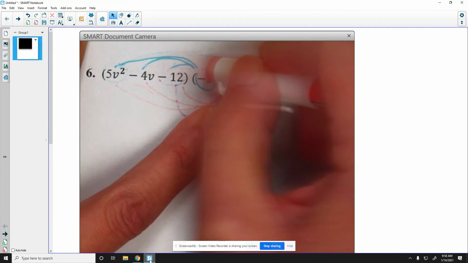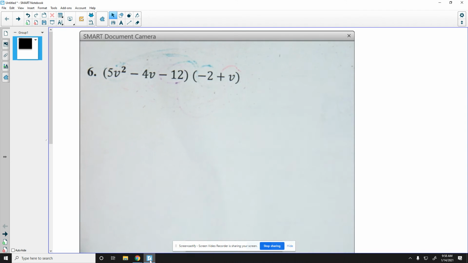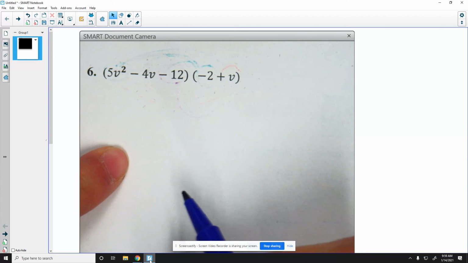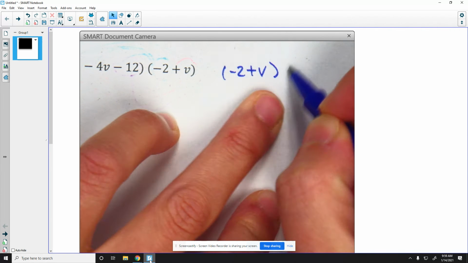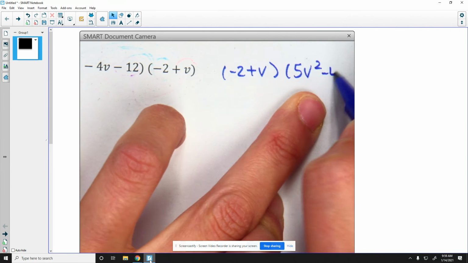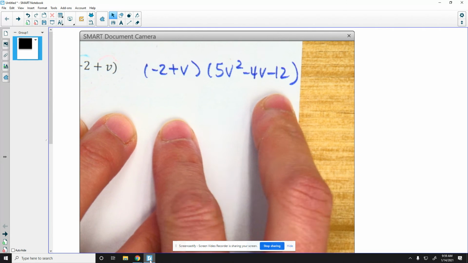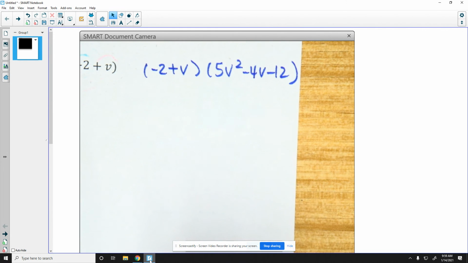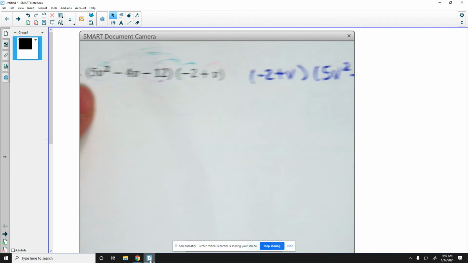I feel like that's kind of confusing to me though because I'm going backwards. So some of you would want to completely cross out your problem and rewrite it as -2 plus b and then 5b squared minus 4b minus 12. You would just completely switch the 2 parentheses, and then do it exactly like how we did for number 4. Either way works. It just depends on what you prefer, okay?